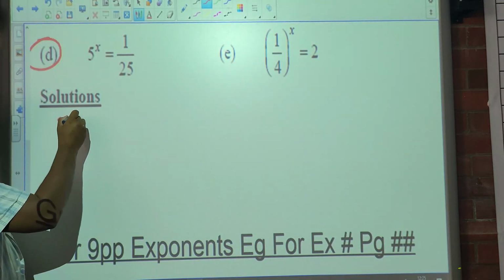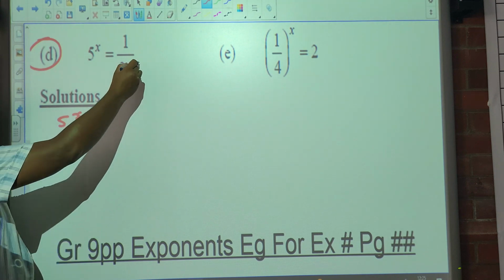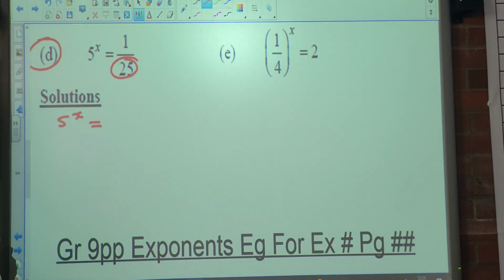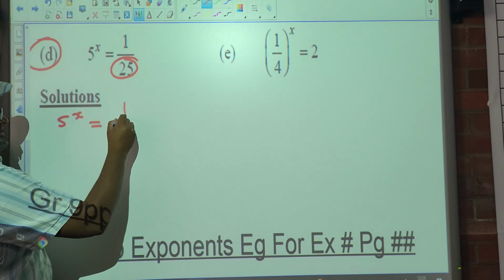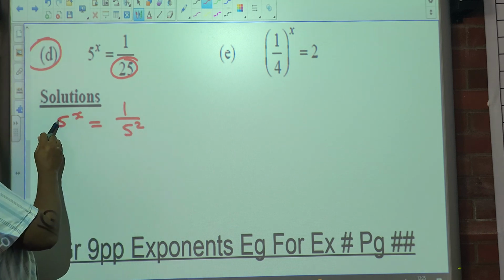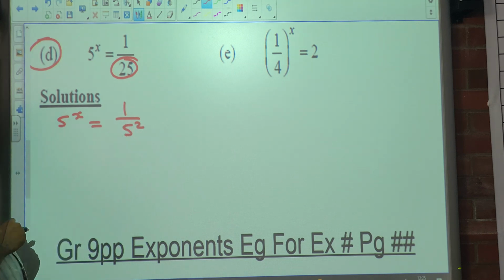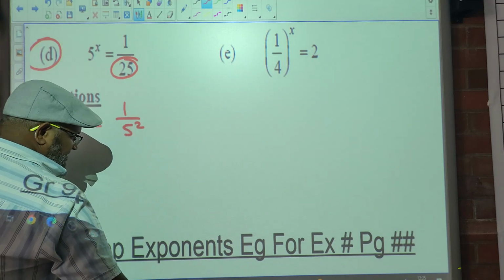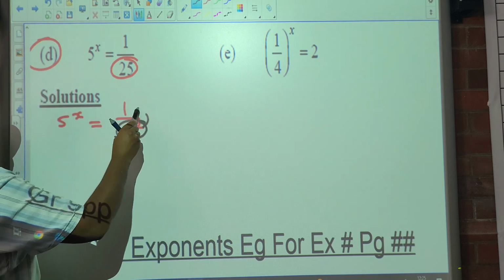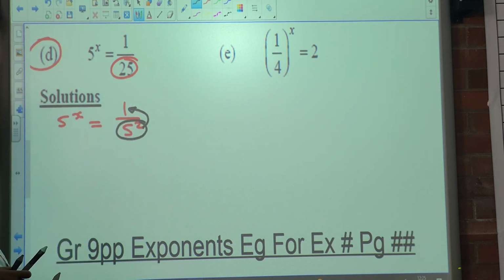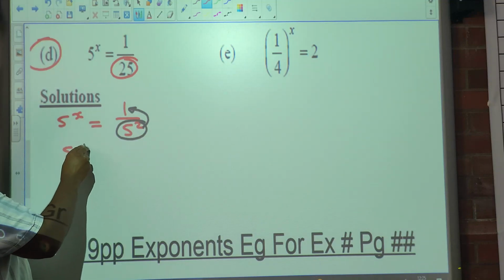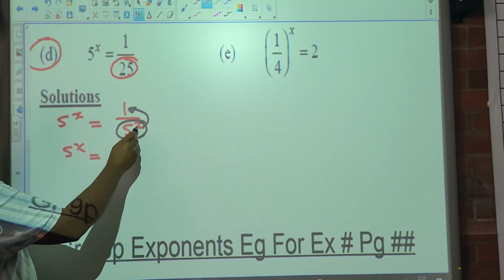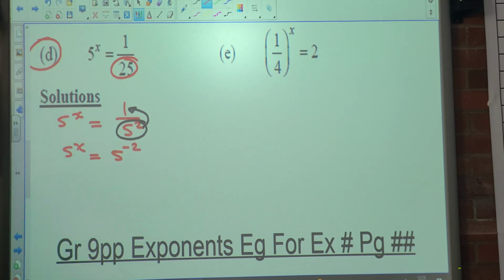So that is fine, 5 to the x. However, 25 can be written as what? 5 squared. So that's 1 over 5 squared. So can I make that equal to that? No. There's a denominator of 5 squared, there's a numerator here. To get it to the numerator, I need to bring this up. Okay? So I have 5 to the x is equal to 5 to the minus 2. Can you see that, people?